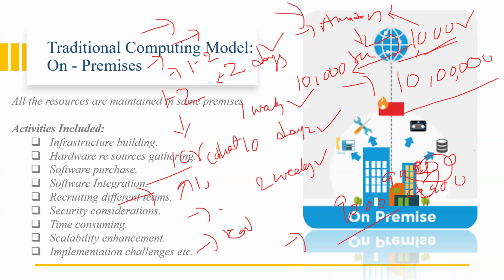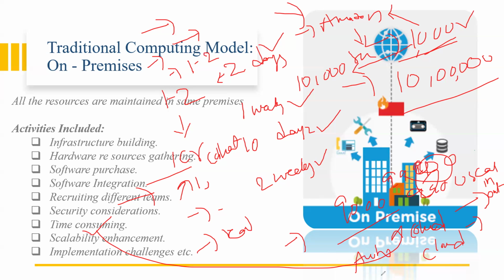Now this scalability is very easy in terms of cloud. When you go for cloud, scalability is very easy. You can scale up the server, you can scale down the server, scale in, scale out, easily when you go for cloud. They will use the auto scaling concept and the load balancer concept.